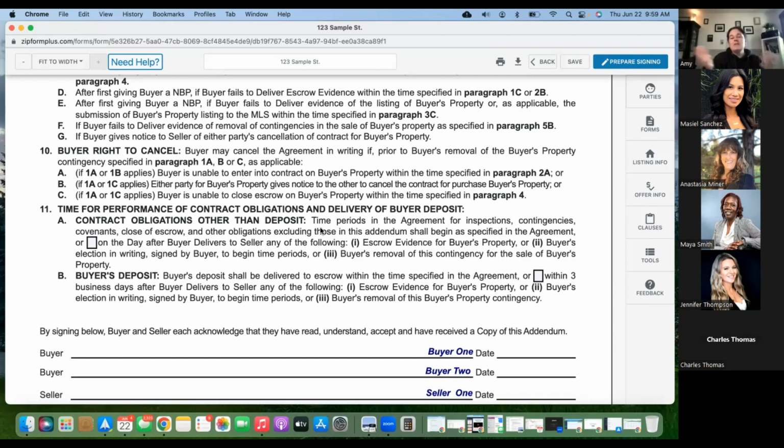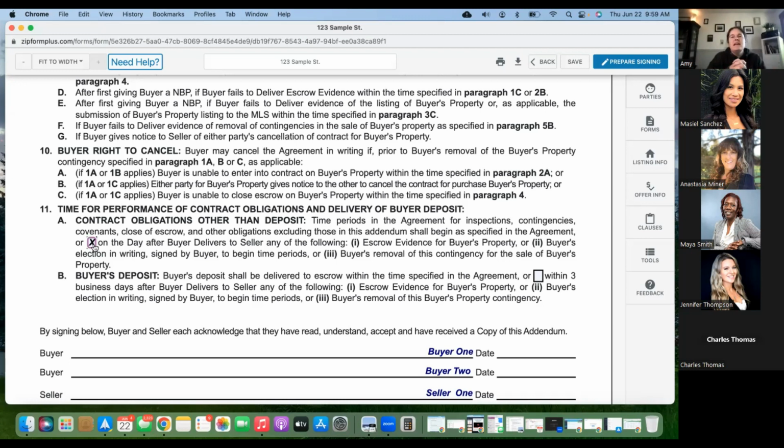Now, if the property is already in escrow, it's not a problem. If we check this box here, it's on the day after buyer delivers to seller any of the following: evidence of escrow for the buyer's property, buyer's election in writing signed by buyer to begin the time periods, or buyer's removal of this contingency for the sale of the buyer's property. So if we check this box, then it's a delayed start on all the time periods in the contract. We see this quite often. It's very common, especially in a non-competitive market, that, hey, we're entering into contract, but we're not actually going to start our inspections and our loan contingency and our appraisal contingency until we are in contract on the property we have to sell in order to do this purchase.